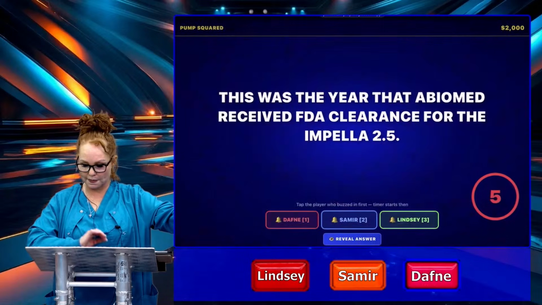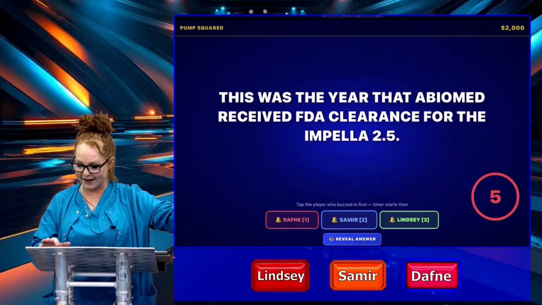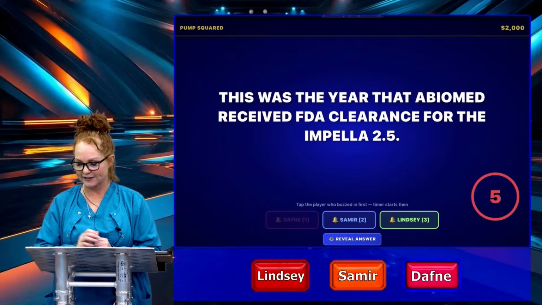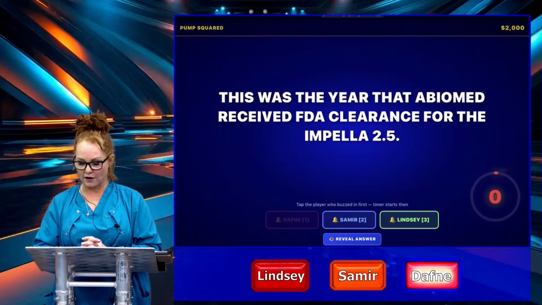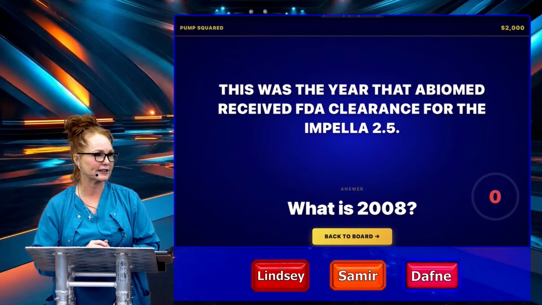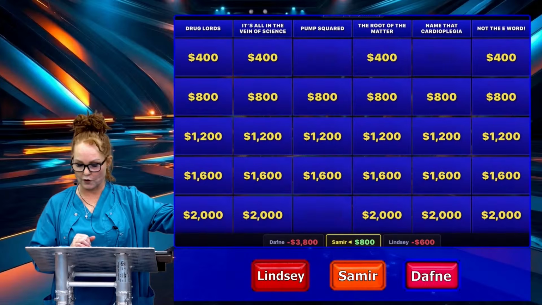Samir, control the board. All right, let's do pump squared for 2,000. This was the year that Abiomed received FDA clearance for the Impella 2.5. Daphne, total guess, the year 2005. Oh, so close. That is not correct. Anyone else? Okay, the answer is 2008. You were very close though, Daphne. Daphne, you still have control of the board.